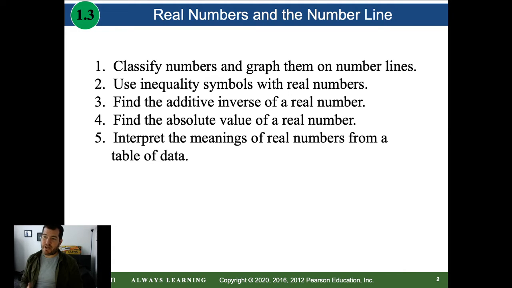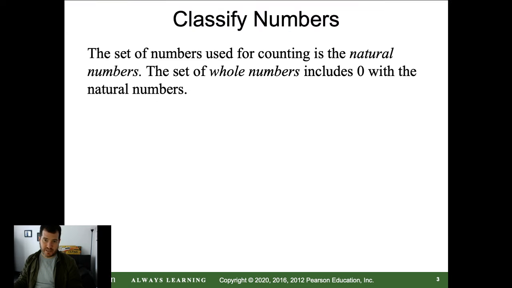So we're talking about classifying numbers and graphing them. We're talking about inequality symbols, additive inverses, absolute values, and then we're going to look at some real-time table of data just to see what things look like. So hopefully that makes sense. Like I said, I apologize. The nice thing about the video is that I'm going to go through the vocabulary stuff a little bit quicker than I probably did in class. So if you guys want, go ahead and pause it, write down, take notes, whatever you need to do, all that fun stuff. So the first thing we're talking about is classifying numbers.